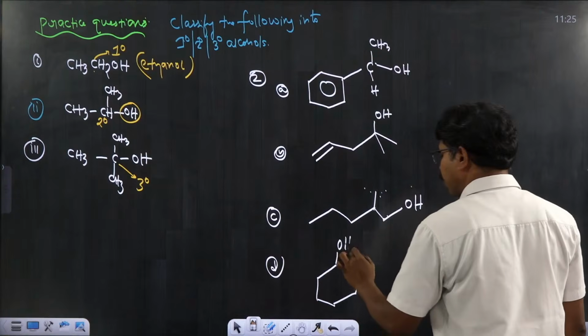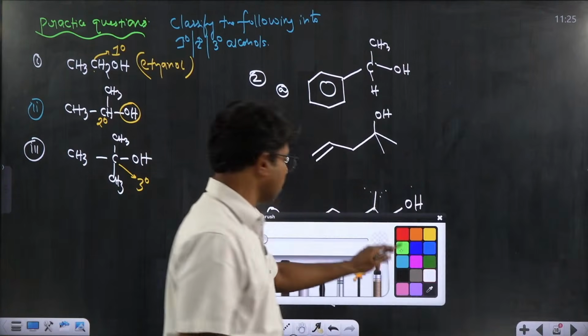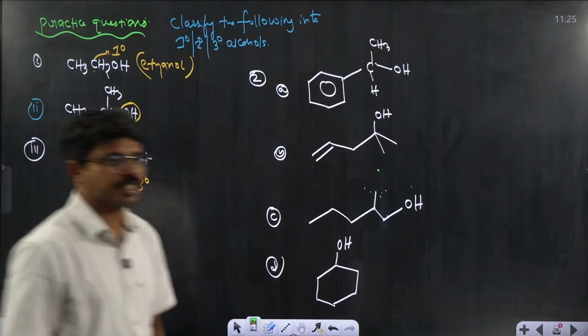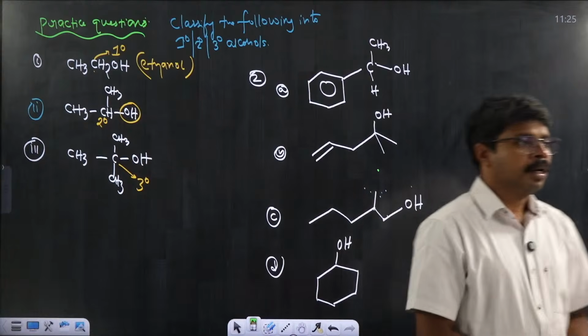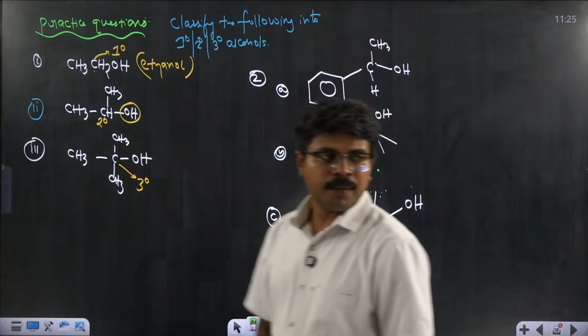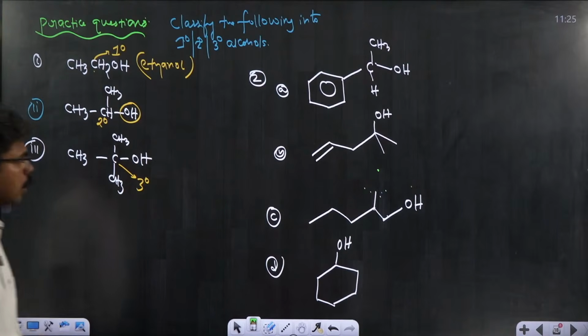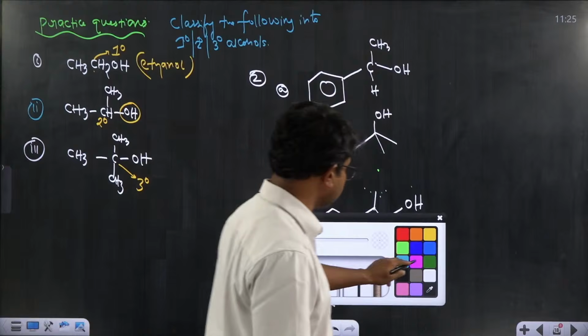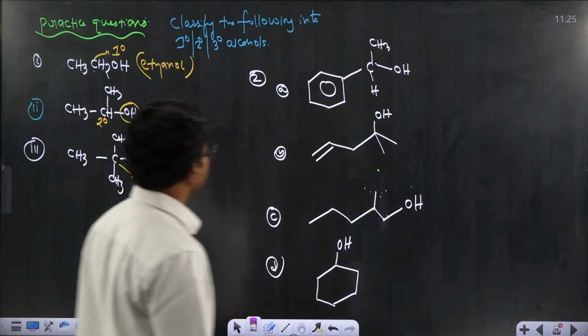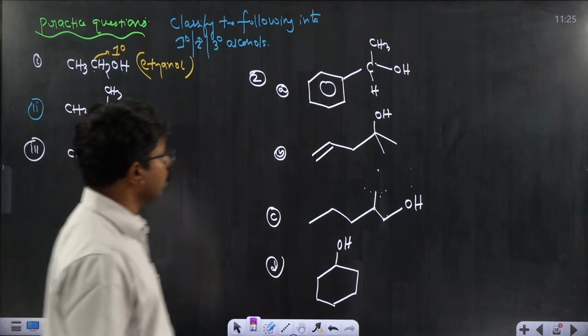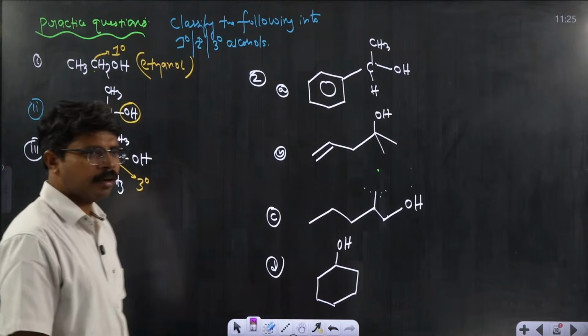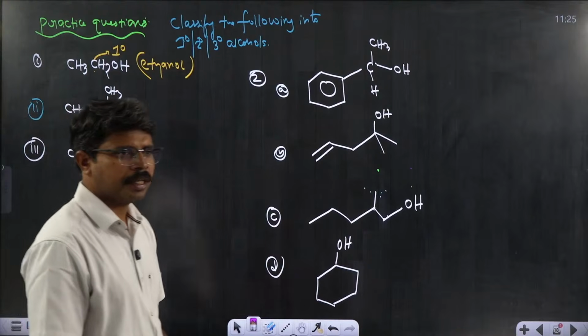Dear students, try to classify even these alcohols into primary, secondary and tertiary. Try to classify these compounds into primary, secondary and tertiary alcohols. I hope you are working on classification, right?